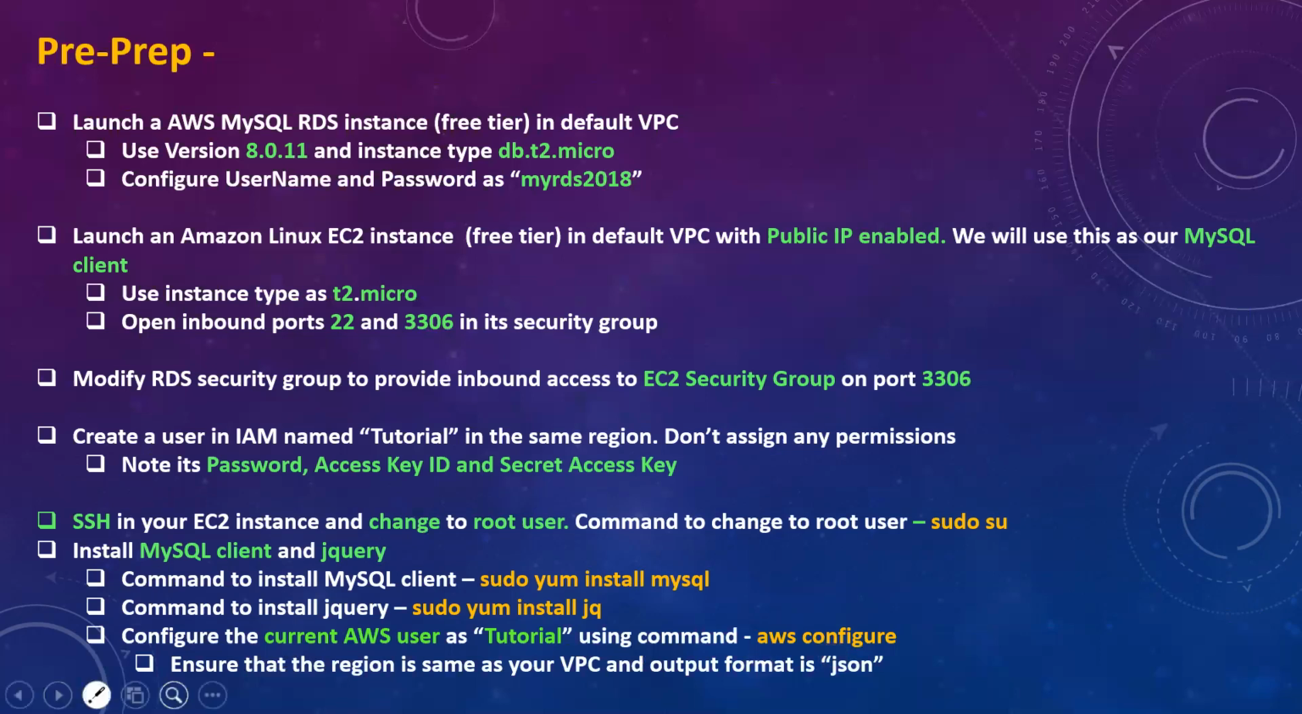While you're configuring the user, ensure that the region is the same as your VPC. Whatever region your VPC is in, if it's your default VPC, ensure that you select the same region. If it's a custom VPC, ensure that you select the same region. And your output format should be JSON.